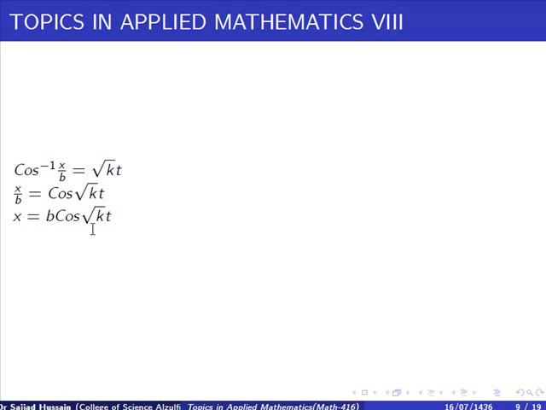This is the distance of the particle performing simple harmonic motion at any time t. So this is the equation of motion of the particle performing simple harmonic motion.